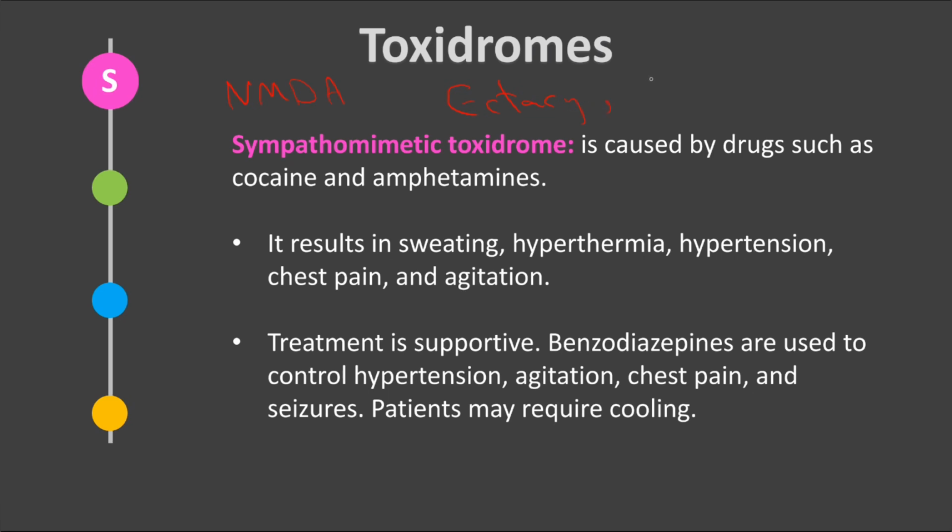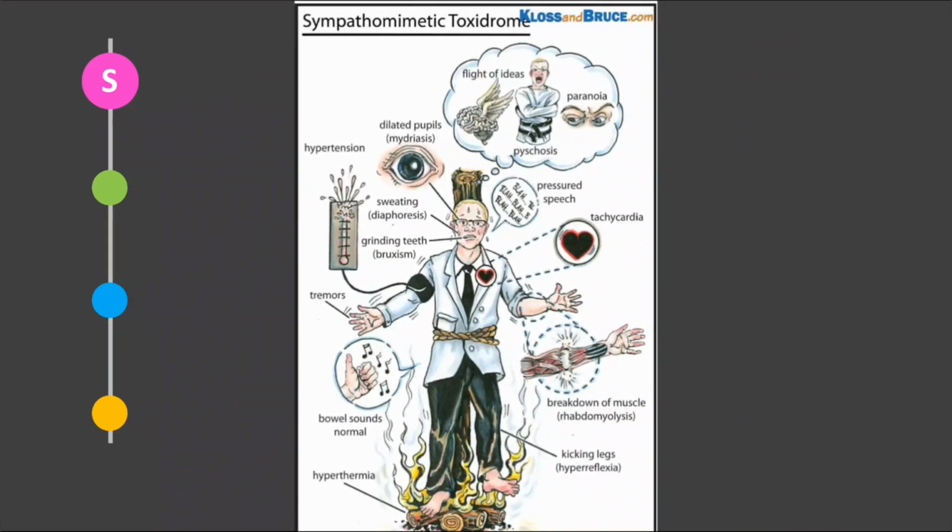MDMA is commonly used and has street names like ecstasy, M&M drug, or XTC. These drugs, commonly used, also cause hyponatremia. The same treatment line is used as for sympathomimetic toxidrome.